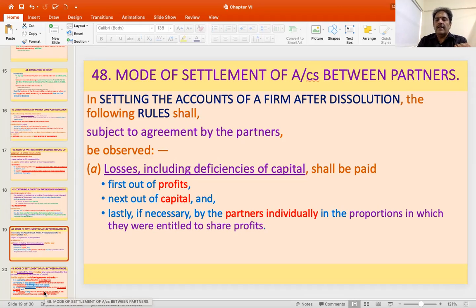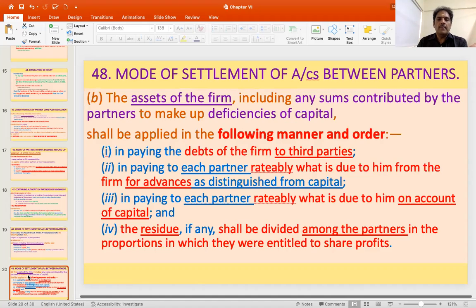So while paying out losses, the first thing that is appropriated is the profit. Second, what is appropriated is capital. And third, if there is any shortfall or deficiency in capital, then the whole money that is required will be paid proportionately by individual partners, in accordance with the share in which they are sharing their profits, and then the losses are paid off.